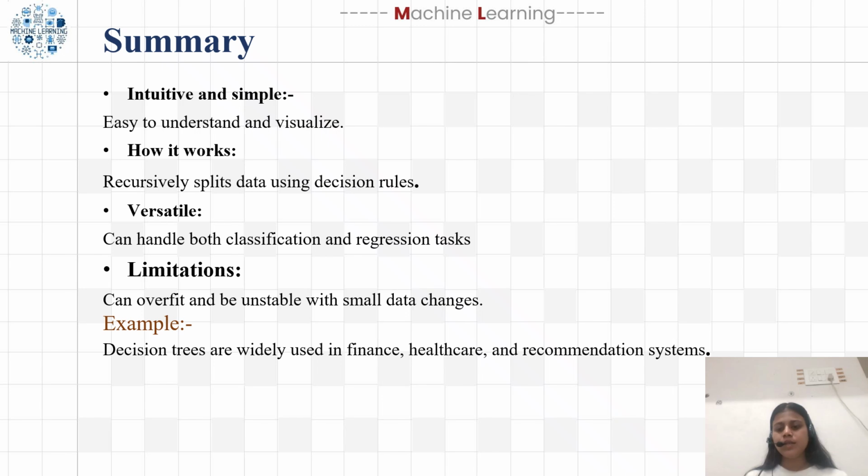So to summarize, a decision tree is intuitive, easy to understand, and resembles human decision thinking. Second, it works by recursively splitting data based on decision rules. They are versatile and can handle both classification and regression problems. However, they come with challenges like overfitting, instability, and lower accuracy compared to advanced ensemble methods. Decision trees are also used in finance, healthcare, and recommendation systems because of their interpretability.